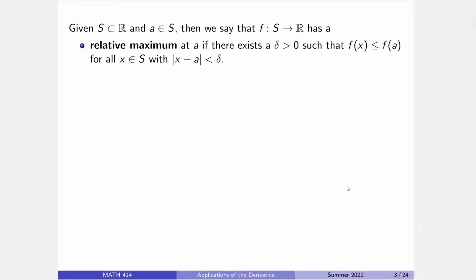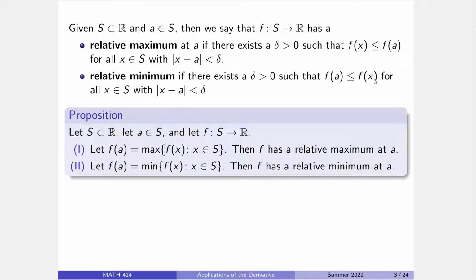First things first, let's introduce the idea of a relative minimum and maximum, and the definitions of these are not too shocking. We'll say that you have a relative maximum at a point a if there's some delta so that for anything within delta of a, f of x is less than or equal to f of a. Likewise for a relative minimum.